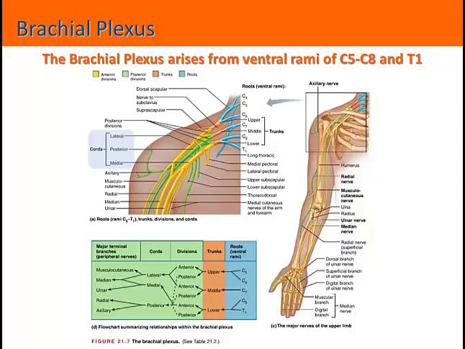Those cords then in turn lead to 5 major terminal branches or 5 peripheral nerves that you see down in the flow chart: the musculocutaneous, median, ulnar, radial, and axillary nerves. You'll also want to make a note that some nerves, for example the long thoracic nerve, don't go through all of those divisions and cords. So the long thoracic nerve you'll see arises directly from the rami themselves. So you want to make note of a few of those specific nerves.